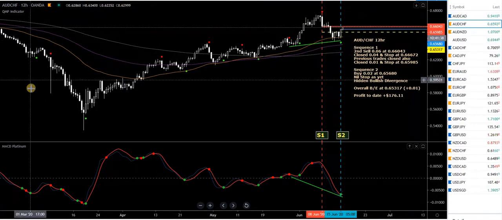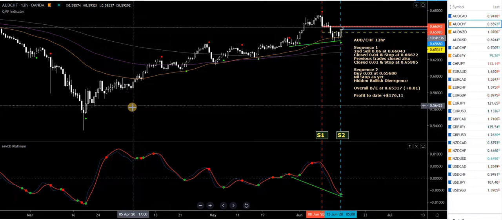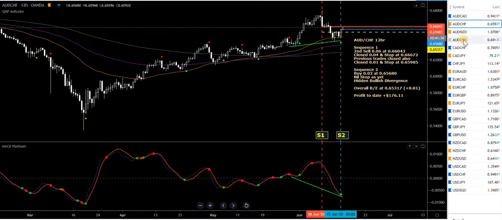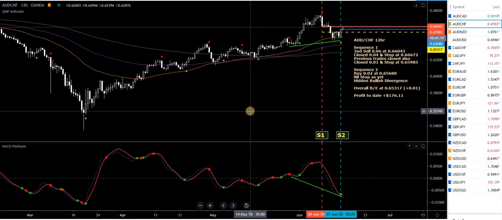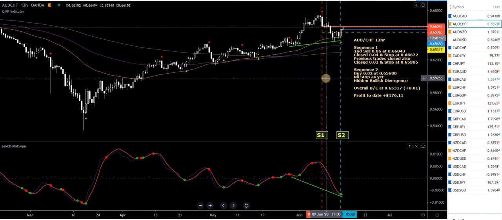This is my high probability TradingView profile or watch list. On the right, it's all the pairs I'm trading on the 12-hour charts. Ones highlighted in blue, the ones I've currently got trades on. Orange means I'm going to talk about them in this video. And if there's no highlight, no trade. So let's start with the Oz Swiss.